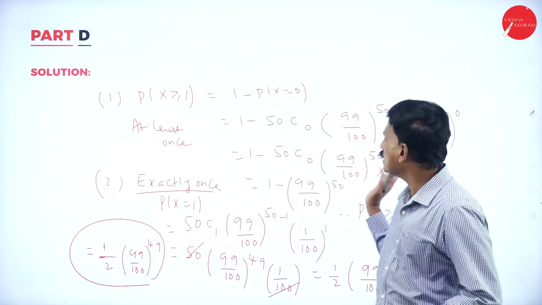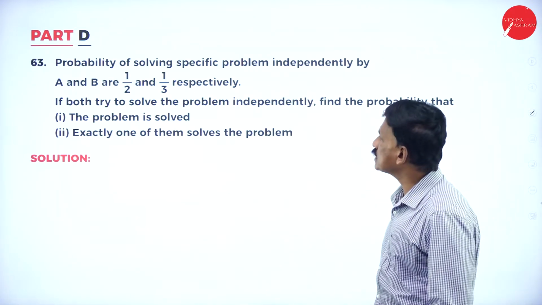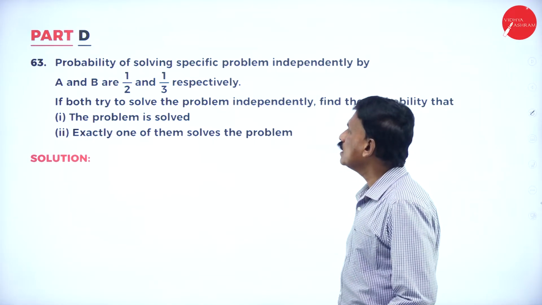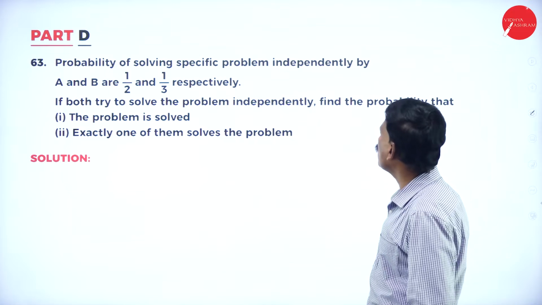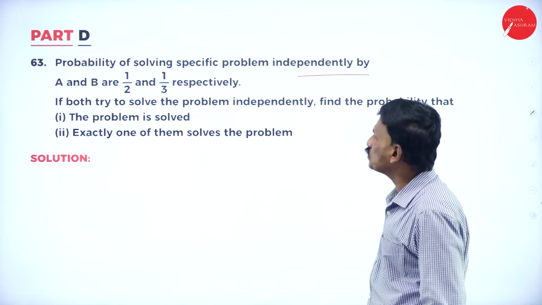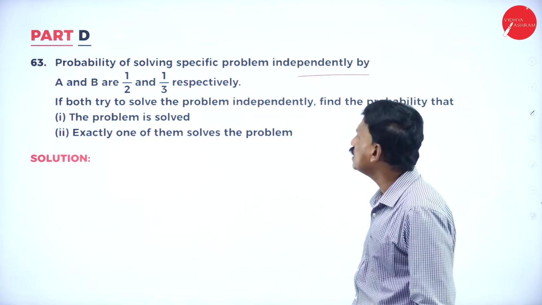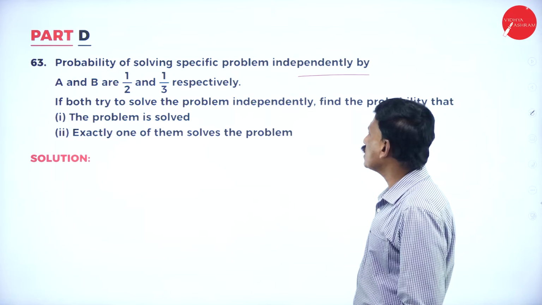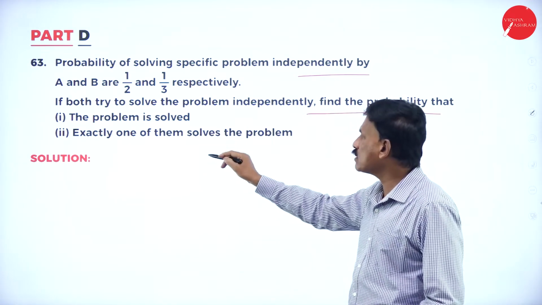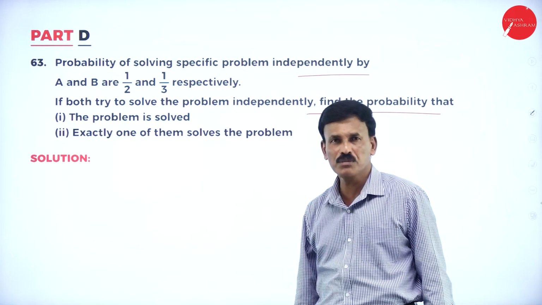That's it. Very simple and easiest problem. Okay, let us come to the last problem in this session. Again it is also from probability. What is the problem given? The probabilities of solving a specific problem independently by A and B are 1 by 2 and 1 by 3 respectively. If both try to solve the problem independently, find the probability that exactly one of them solves the problem. This is the problem given.